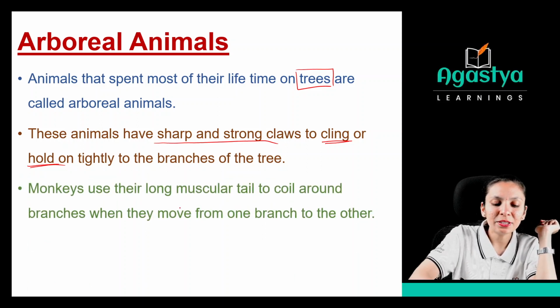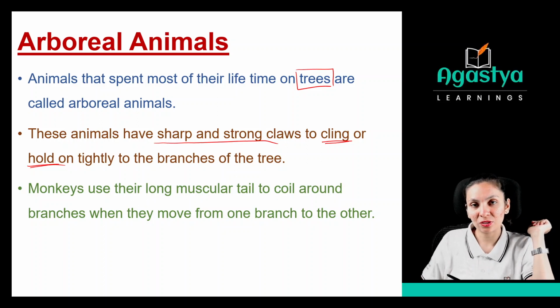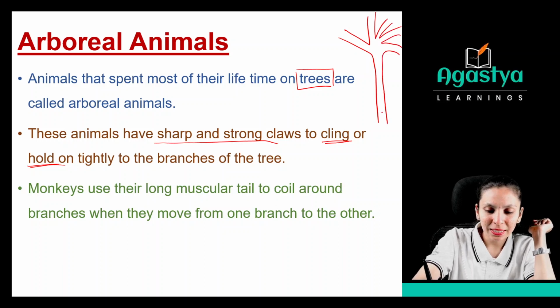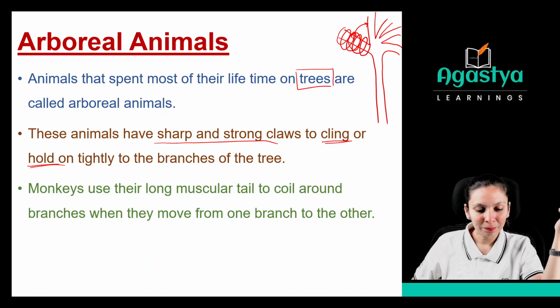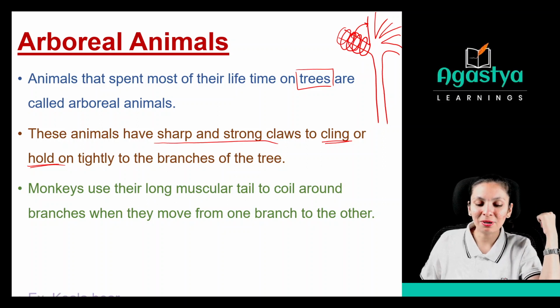Monkeys use their long muscular tail to coil around branches when they move from one branch to another branch. See, as you know, if the tree structure is like this, right? There will be so many branches and the monkeys will move from one branch to another. For that purpose, they have to coil their tail like this so that they can easily move from one branch to another, right? So strong claws will be there. Monkeys will be having that tail-like structure to coil around the branches.